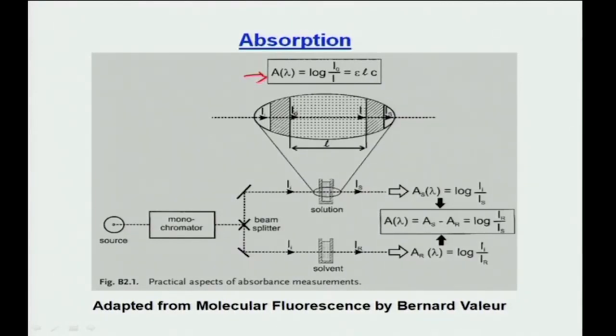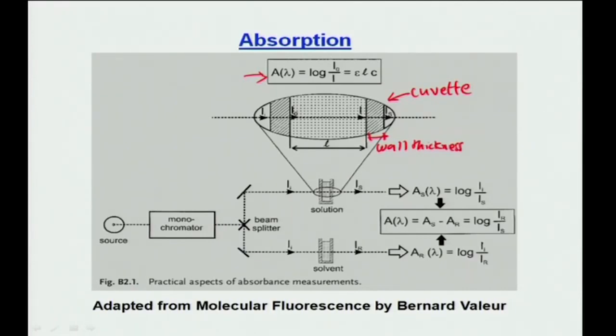Now, this I0 and I are a little bit different in the sense that I0 is the intensity of light which is striking the sample solution, right? Not the cuvette. I is the intensity which is being transmitted by the sample solution, so before it leaves the cuvette. As I was saying, this is a zoomed in portion of your sample cuvette, and this is your cuvette wall thickness.